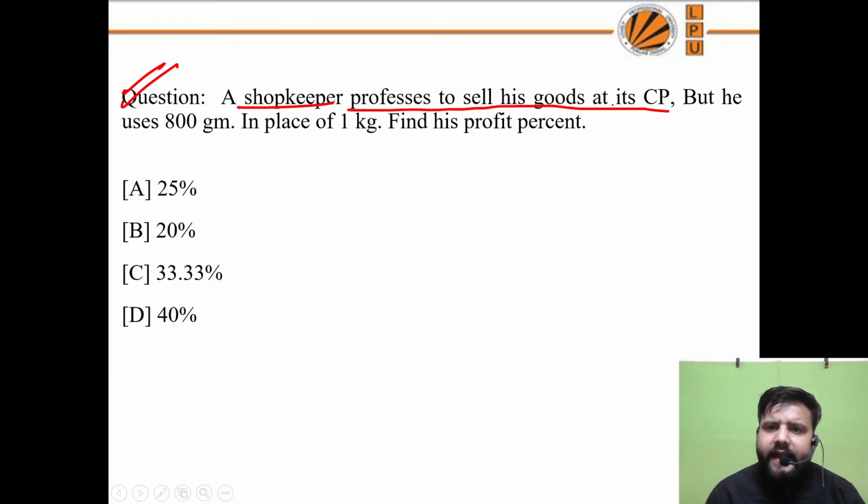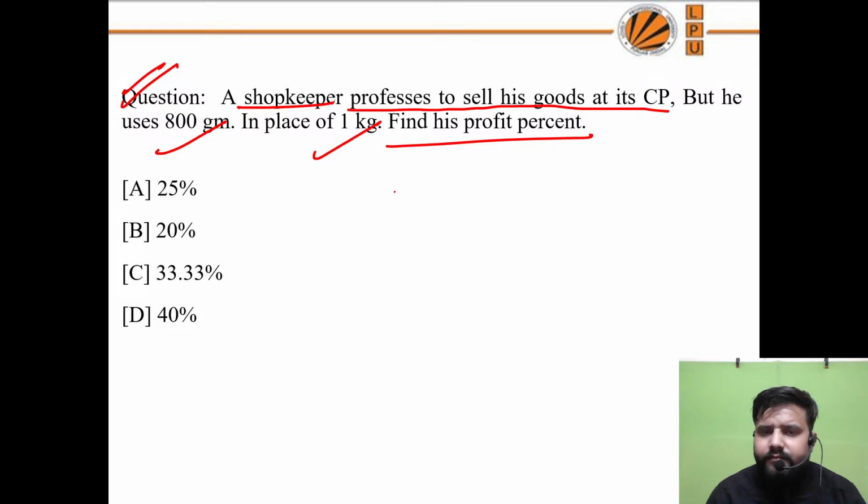It means he is saying to people that whatever I have paid for these goods, I will take only that much amount from you. But how is he earning profit? He is earning profit by reducing the weight of that product. Whatever he is saving, that is his profit. But for the profit percent, what should come in the denominator, 1 kg or 800?